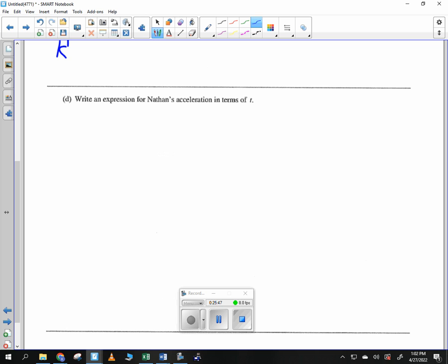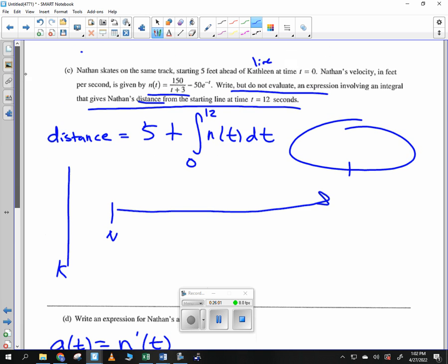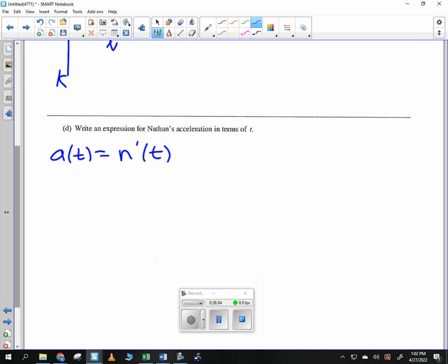All right, write an expression for Nathan's acceleration in terms of t. Great. Nathan's acceleration, acceleration at time t, is equal to the derivative of n. Agreed? All right, so I have to take the derivative of 150 over t plus 3. T plus 3 to the negative 1 power. Very good. So you get negative 150 over t plus 3 quantity squared, don't you? So if you set up the chain rule there, you're going to come up with that.